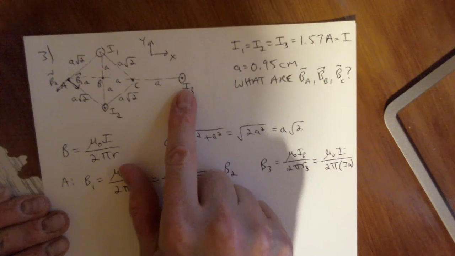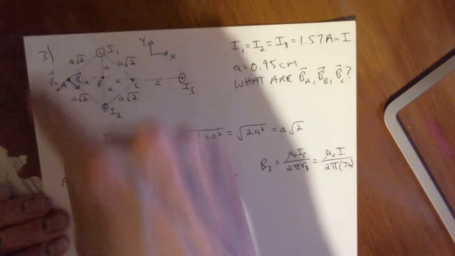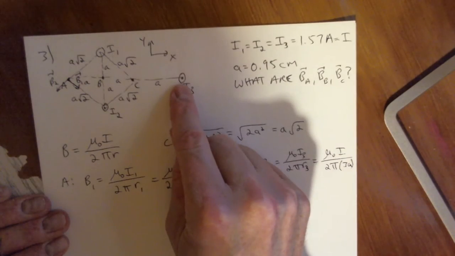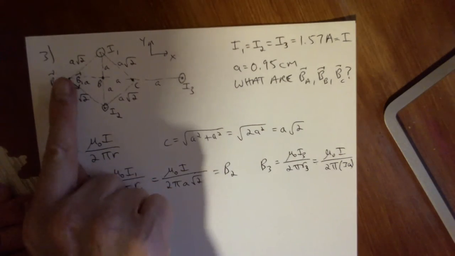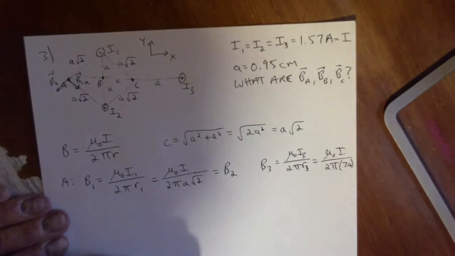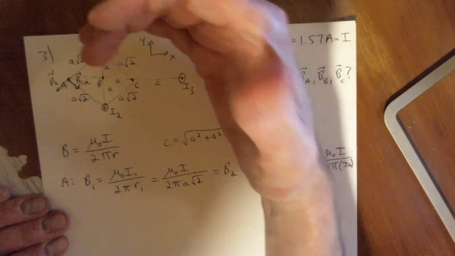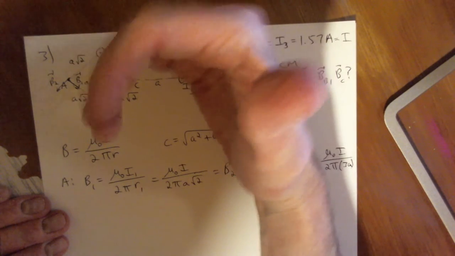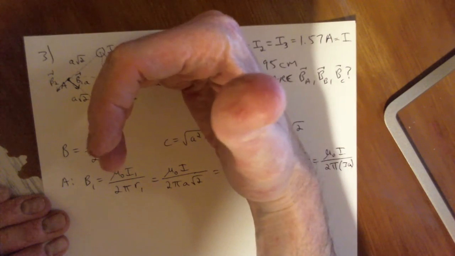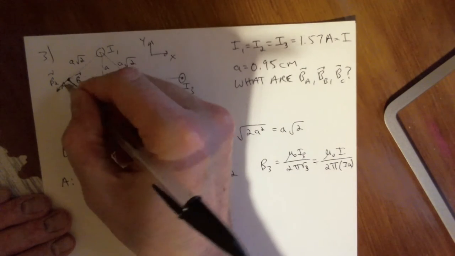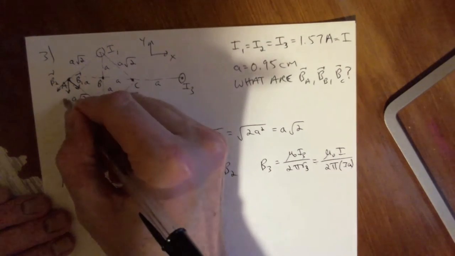Same thing for current 3. The circle is like this, centered at I3. Tangent to the circle is either up or down. So right-hand rule, current 3 is out of the page. Fingers curl counterclockwise. So counterclockwise is down at this point.